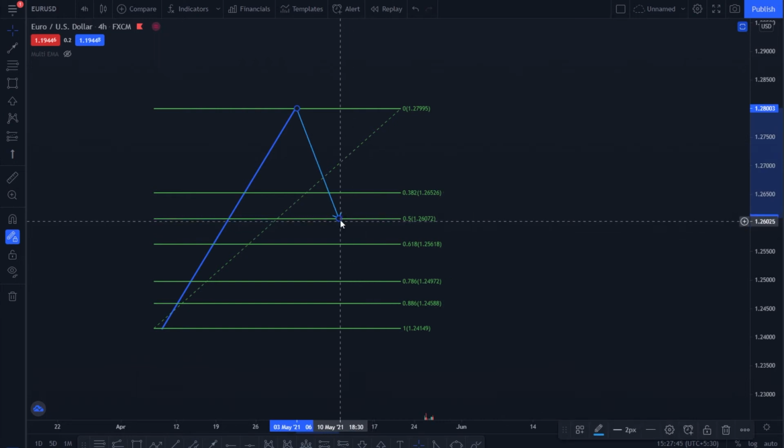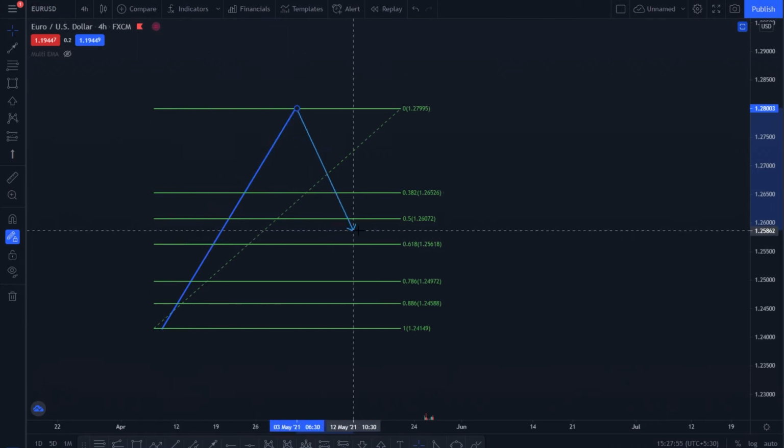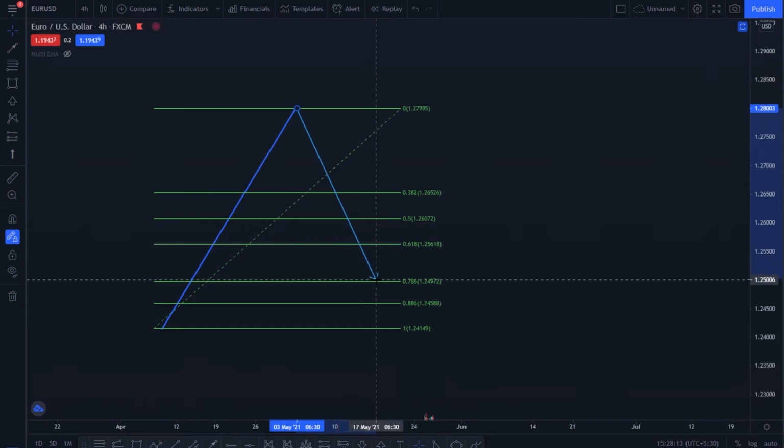Now the next level we have is the 618, which is otherwise considered the golden ratio, or you can say it is considered like a complete pullback for this particular impulse move. Also we get a better risk to reward when it comes to 618 completion. The next two levels, the 786 and the 886, are weaker, the trend might be getting weaker and weaker. If you see a deeper pullback, there are good chances that the trend might get reversed from here.